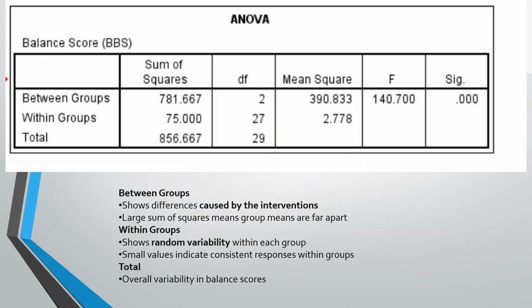Okay, now coming toward the main ANOVA table. Because the p-value is less than 0.05, there is a statistically significant difference in balance scores among the three rehabilitation groups. This is the between-groups p-value. Therefore, the null hypothesis is rejected. The F value is very large and the p-value is less than 0.05, which means at least one rehabilitation intervention produces a different balance outcome.